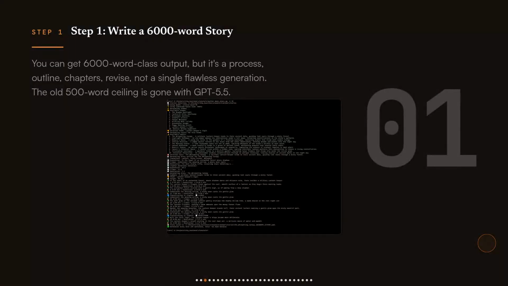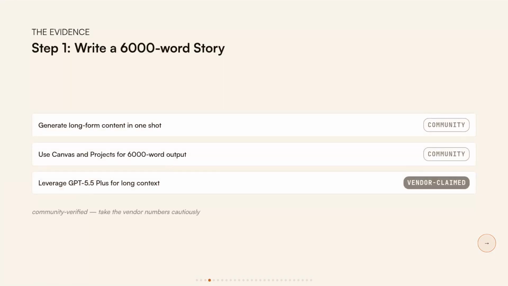Step 1, write a 6,000 word story. You've probably tried this, typed a big prompt, hit send, and gotten back maybe 500 words before ChatGPT just stopped. That 500 word wall is a real thing, and if you don't know the process to break through it, you're going to be stuck copy-pasting fragments together all day.